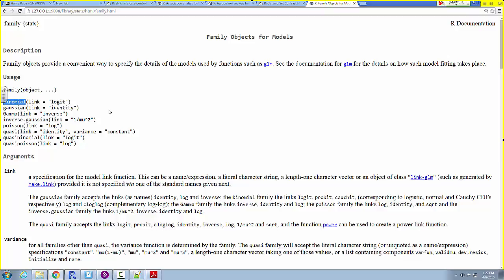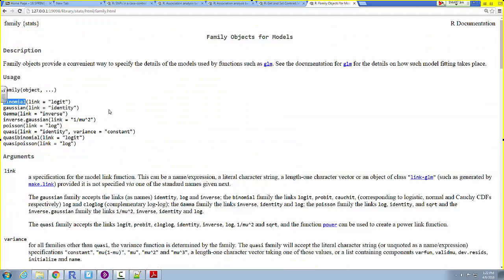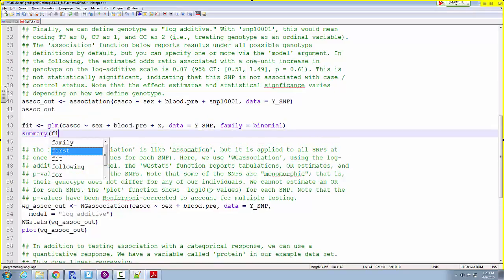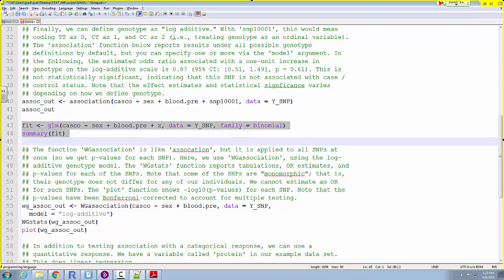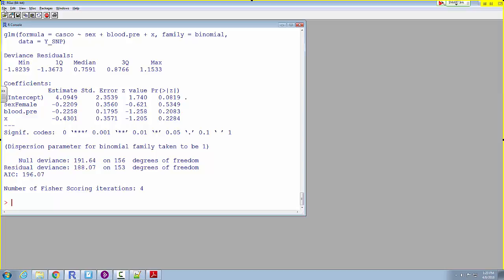Logistic regression, we have 0, 1. That's like a binomial experiment. Some number of yeses, some number of noes. So what we need to do is say family, is it family or model? Family. Family equals binomial. And then let's look at the summary of it. Okay, there's the output.